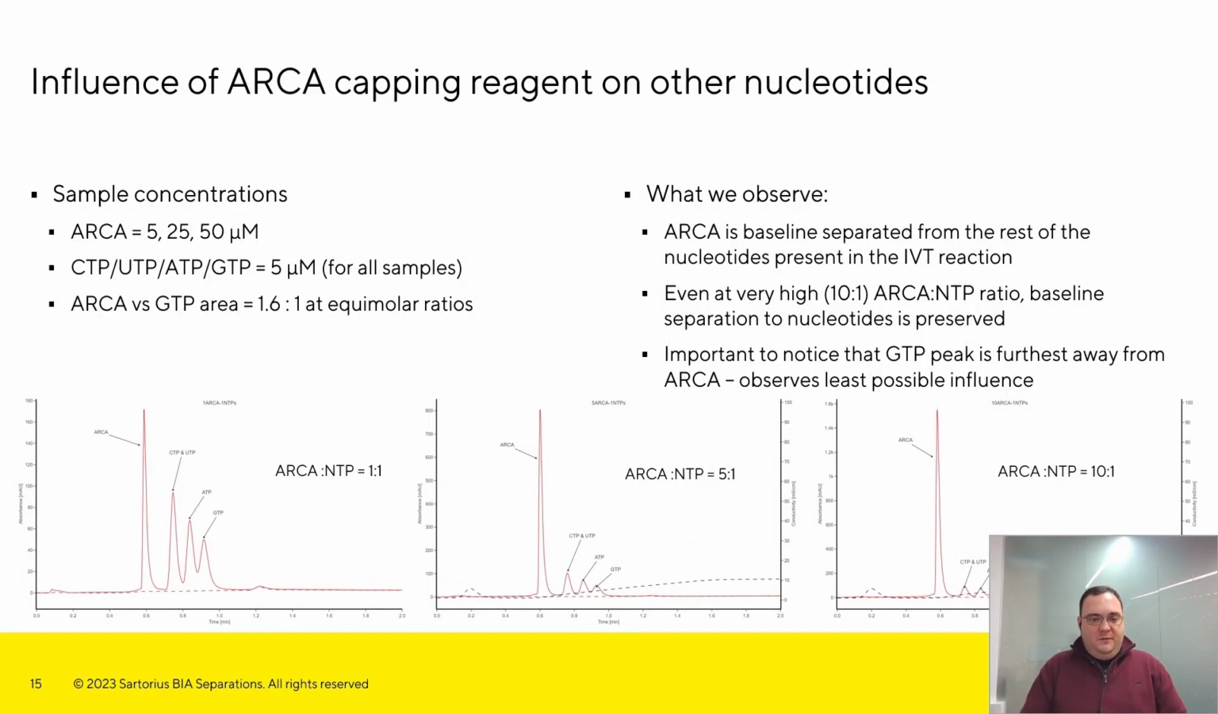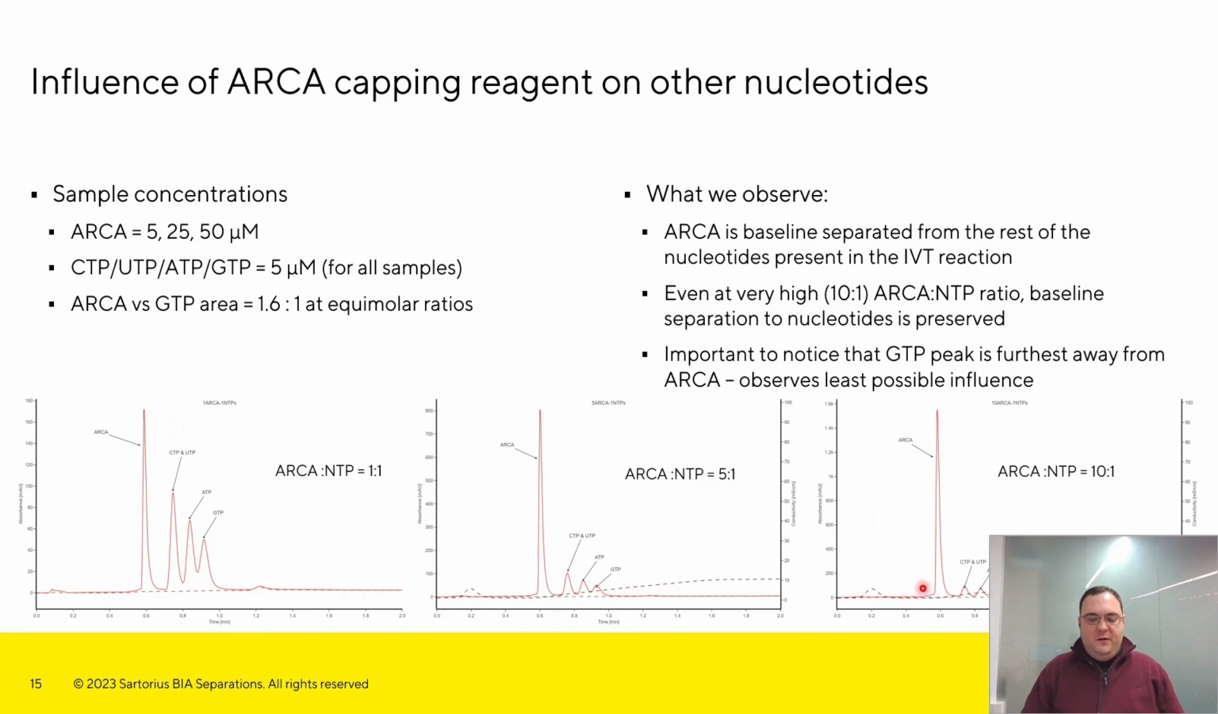An example of capping reagent and nucleotides, which are important to track in the IVT reaction, is shown here. So when you start your IVT reaction, your conditions will be very similar to the graph on the left. As you can see, ARCA and NTPs are roughly in the same proportions. But as you progress with your IVT reaction, nucleotides get consumed, while ARCA, as a capping reagent, doesn't get consumed almost at all, just a little bit, depending on your mRNA size.